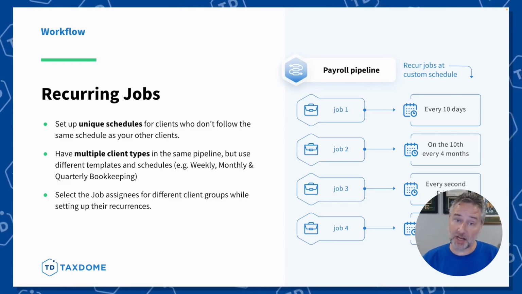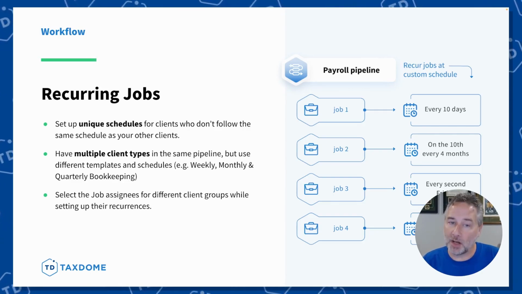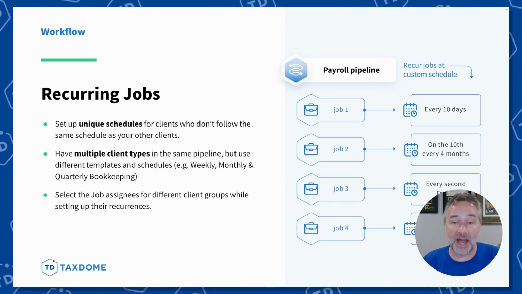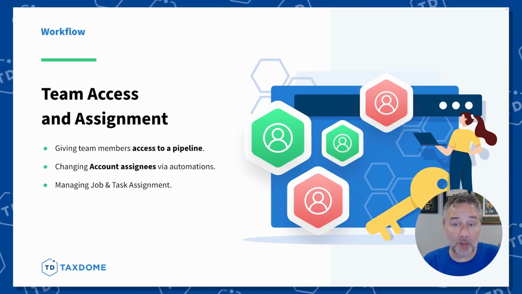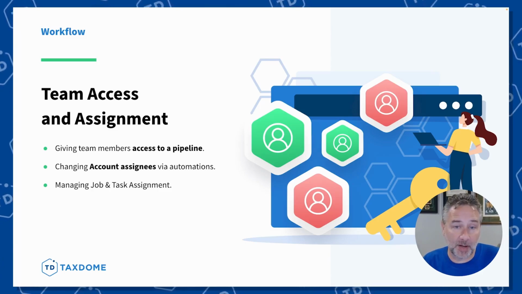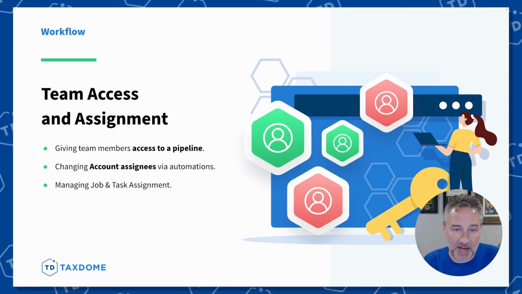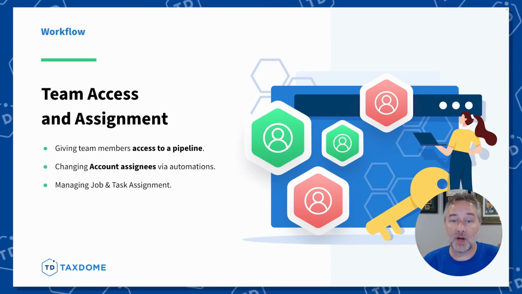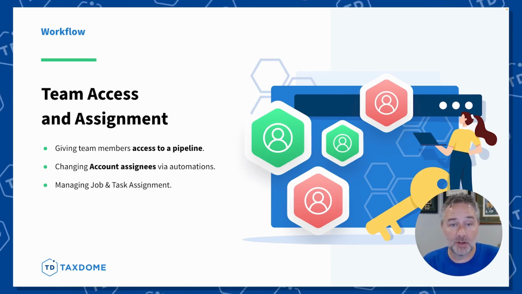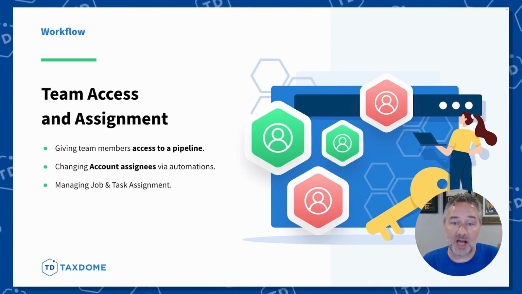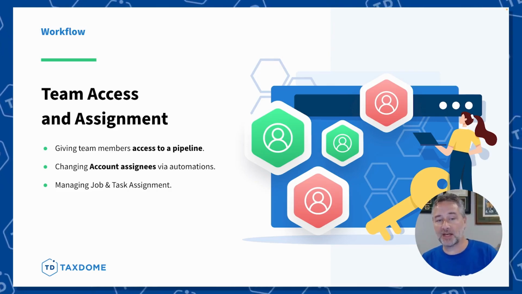Now, since we're talking about your team and assigning them to the correct clients, we should also take some time to talk about the way you will handle this. So let's take a look at this slide for a quick breakdown of what we need to talk about here. We'll start by reiterating how to give someone pipeline access. Then we'll talk about changing the account assignee through automations. Then we're going to focus on managing the job and task assignment. So let's go ahead and jump right into this.